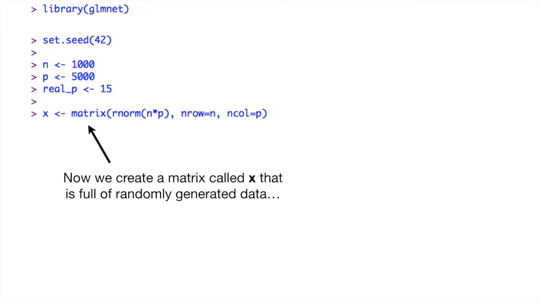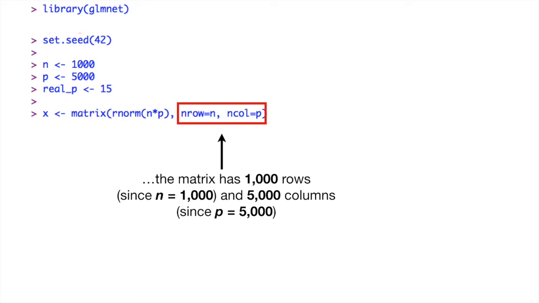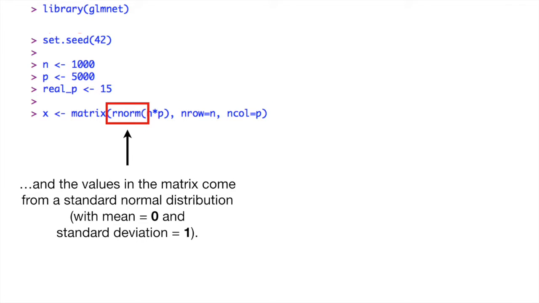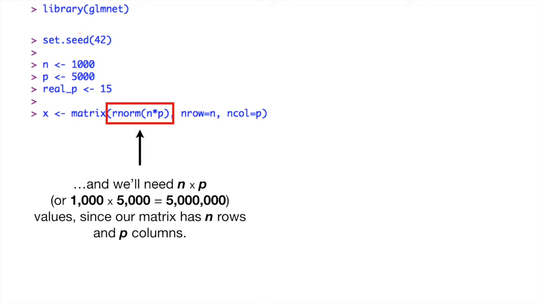Now we create a matrix called X that is full of randomly generated data. The matrix has 1,000 rows, since n equals 1,000, and 5,000 columns, since p equals 5,000. And the values in the matrix come from a standard normal distribution, with mean equals 0 and standard deviation equals 1. And we'll need n times p, or 1,000 times 5,000 equals 5 million, values, since our matrix has n rows and p columns.